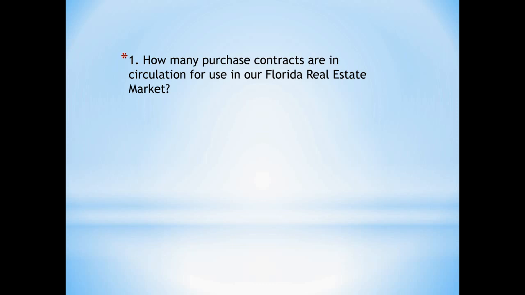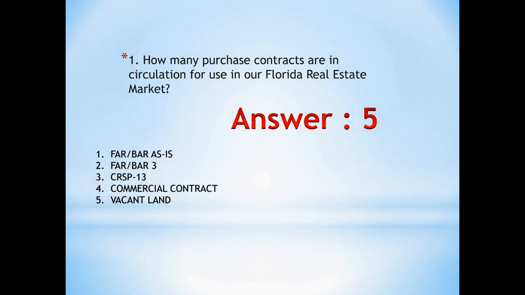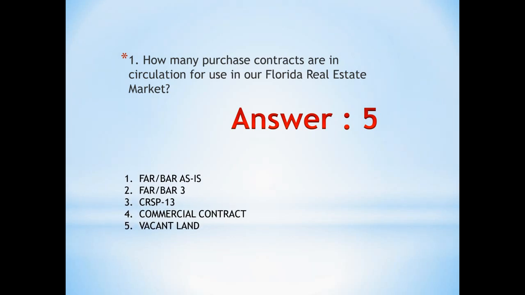So let me ask you, how many purchase contracts are in circulation for use in our Florida real estate market? 2, 3, 4, or 5? Sorry, I hit the button too quick, but yes, the answer is 5. We have 5 different contracts for use, and you can see the list here. We have the FAR bar as is, the FAR bar 3, actually this needs to be updated, it's the FAR bar 4, the crispy 14, commercial contracts, and vacant land. Okay, so those are our 5 contracts.